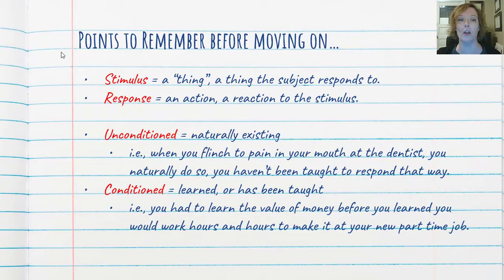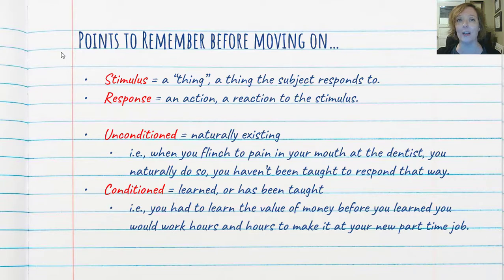Before we move on, you need to understand that the stimulus is a thing that the subject responds to. The response is the reaction or an action that's related to the stimulus. So first the stimulus, then the response. Unconditioned means that it's naturally existing. It's unlearned. You don't have to have anything happen for you to already have that response. So, for example, if you flinch to pain in your mouth at the dentist, you naturally do so if it's the first time that's ever happened. You haven't been taught to respond that way. You naturally flinch in relation to pain.